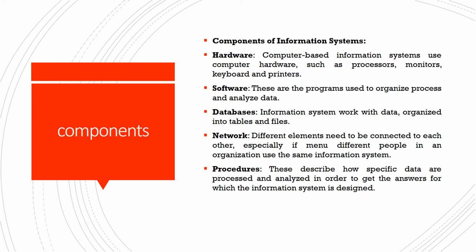What is a network? Different elements need to be connected to each other, especially if many different people in an organization use the same information. So you have to provide a network. There should not be any repetition. You have to share the data. That is possible with the help of a network. Then procedures. These describe how specific data can be processed and analyzed in order to get the answers for which the information system is designed.